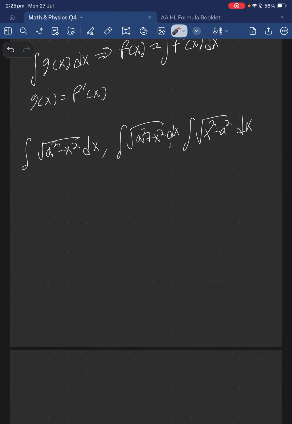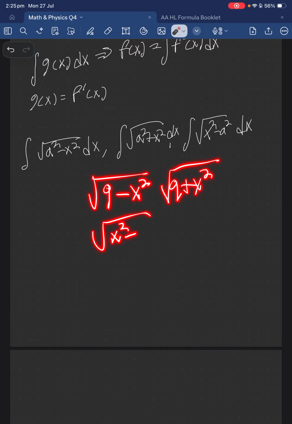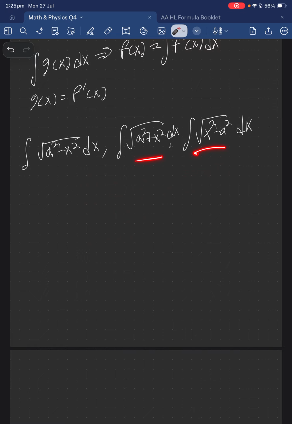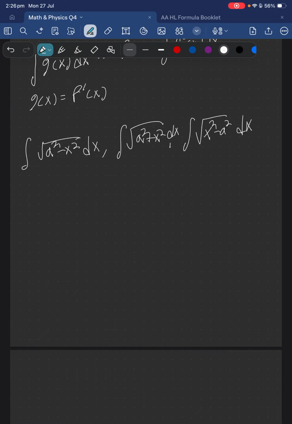Okay, so the thing to notice is if you see a square root and then some number, for example 9 minus x squared, or 9 plus x squared under square root, or even x squared minus 9 squared written in this form, you need to use trig substitution. So whatever you've learned about u substitution will not work here. You will not get an answer from u substitution, and the examiner will give you 0 marks because that is a wrong technique.